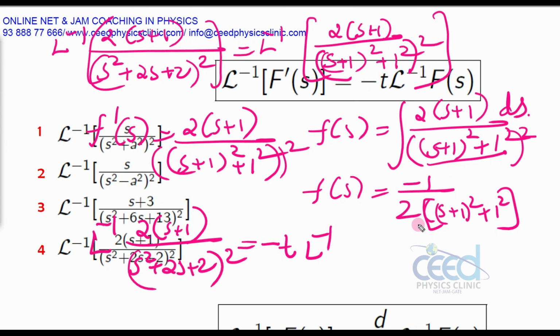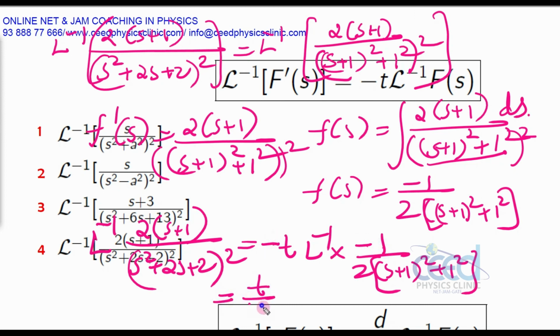Laplace inverse of f of s, that is this minus 1 by 2 into s plus 1 the whole square plus 1 square. Again minus minus cancels, that gives t by 2 into a familiar result, a by s square plus a square, that is sin t. But s is added with a constant, so you have to write e raised to minus t. So this is all about the result.